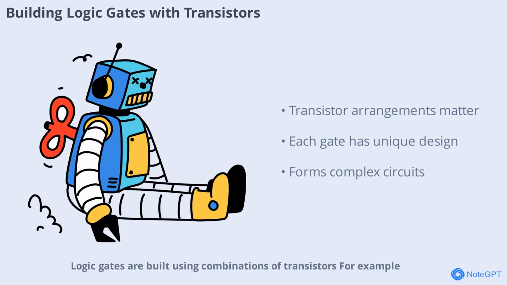Logic gates are built using combinations of transistors. For example, a NAND gate can be made by arranging transistors so that current flows only when all inputs are on. Each logic gate has a unique transistor arrangement that determines its behavior. By connecting many gates together, we can create circuits that perform complex operations, forming the basis of all digital devices.